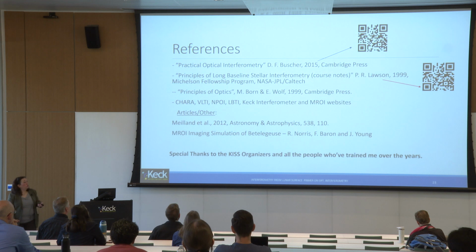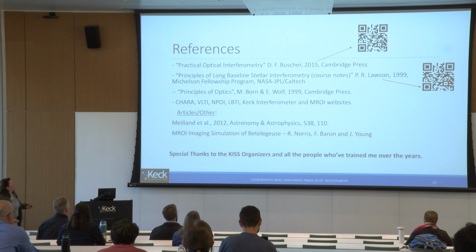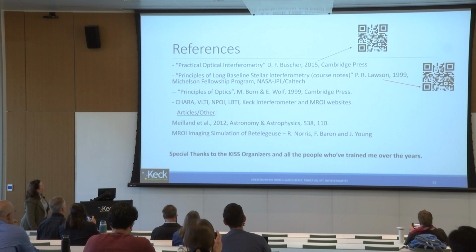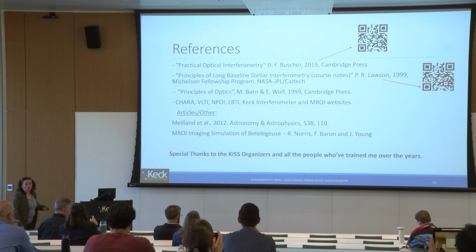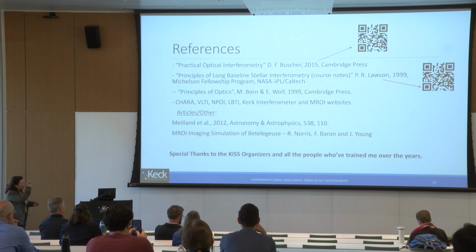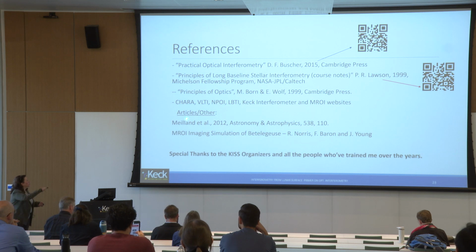So I made 2 QR codes for you guys last night in case you want to download either David Buscher's Practical Optical Interferometry book from a few years ago or the Principles of Long Baseline Stellar Interferometry from the course notes for the Michelson program. Born and Wolf is also very useful. And the websites for all of our interferometers that are still in existence out there have lots of good information as well. There are 2, there's an article and a simulation I added.